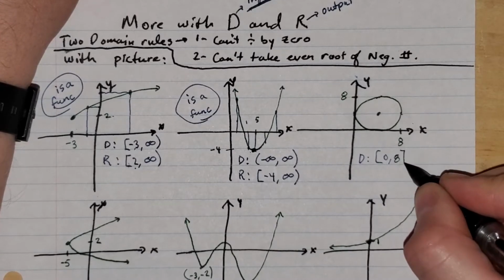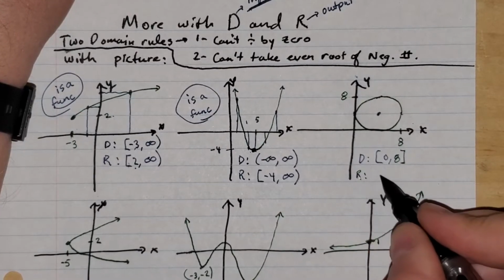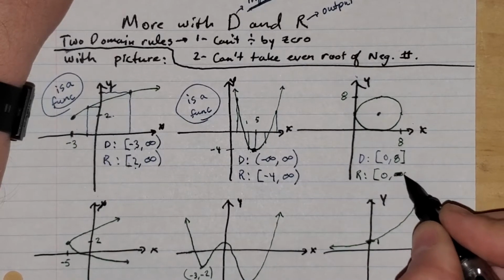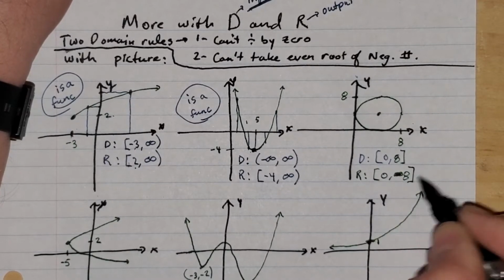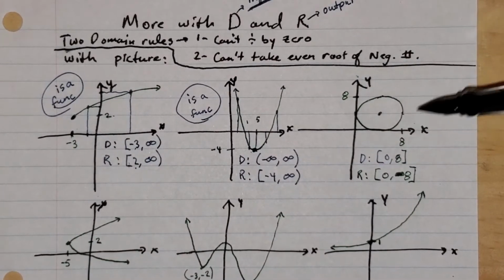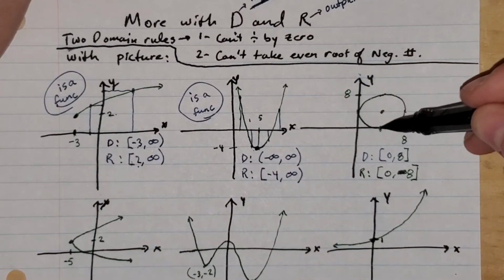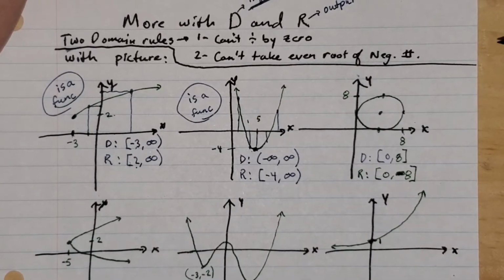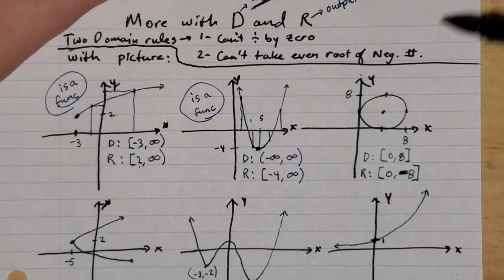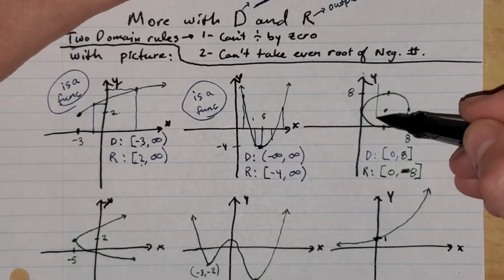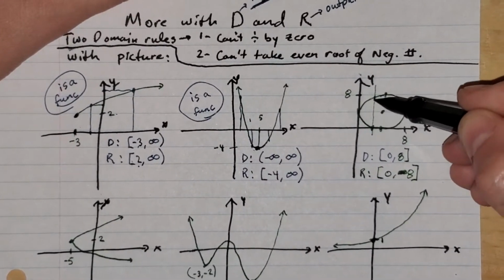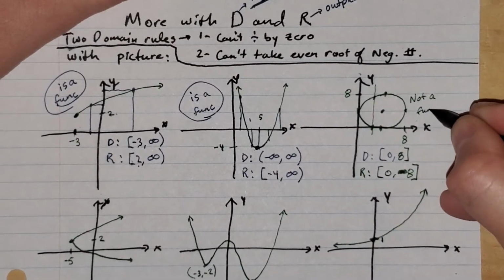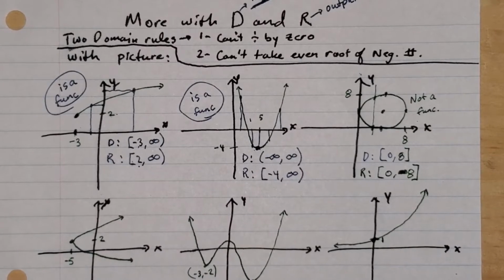Okay, 0 to 8, and the range is also 0, not infinity, brain. My brain wants to put an infinity there. Okay, doesn't go to infinity, it only goes to 8. Okay, so 0 to 8 for the range, 0 to 8 for the domain. Is it a function? Well, if you draw a vertical line, what do you see? 1, 2. So this is not a function. Not a function.